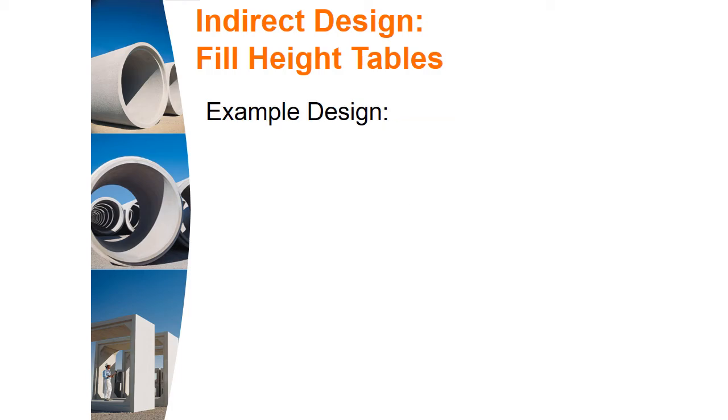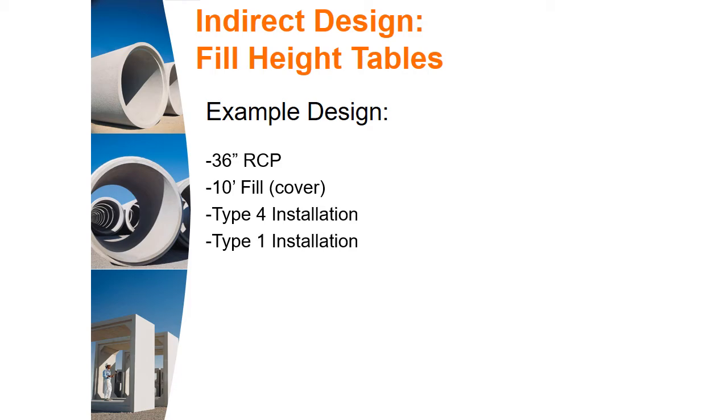Let's look at an example. Let's say you are designing a project with 36-inch reinforced concrete pipe. You will have 10 feet of cover over the pipe, and we will look at a Type 4 installation versus a Type 1 installation so you can see the difference.